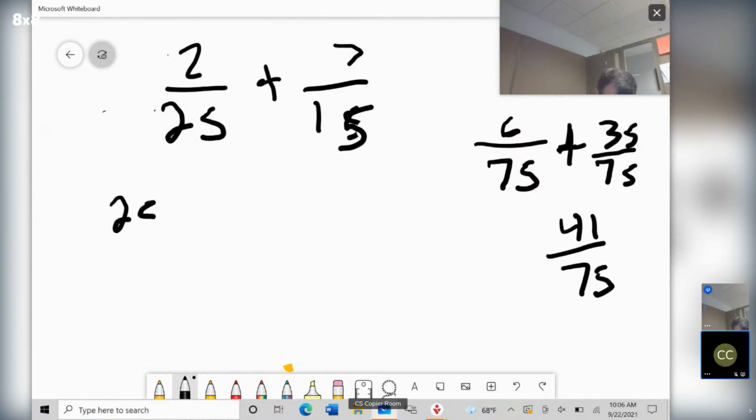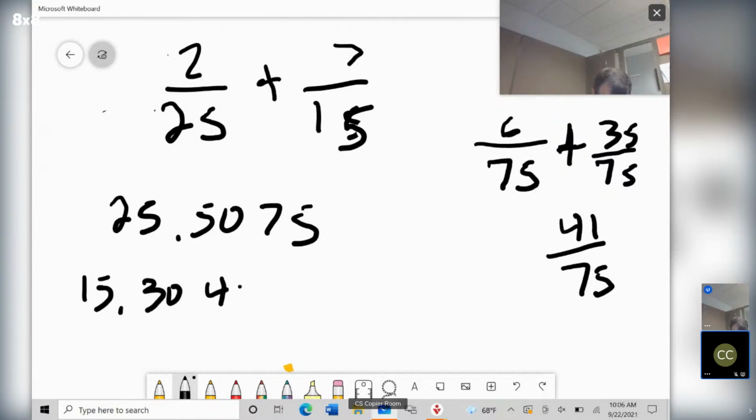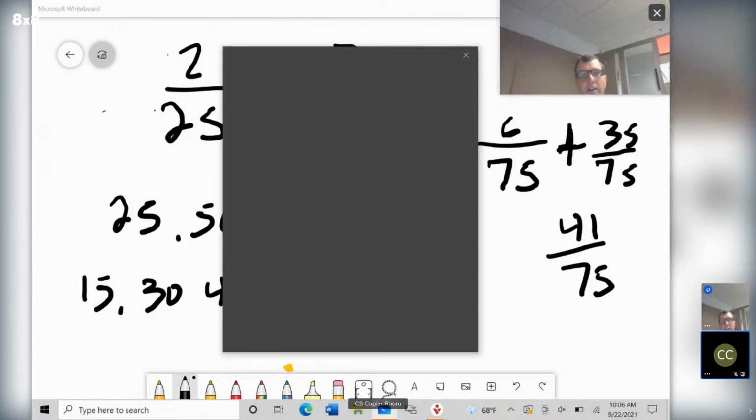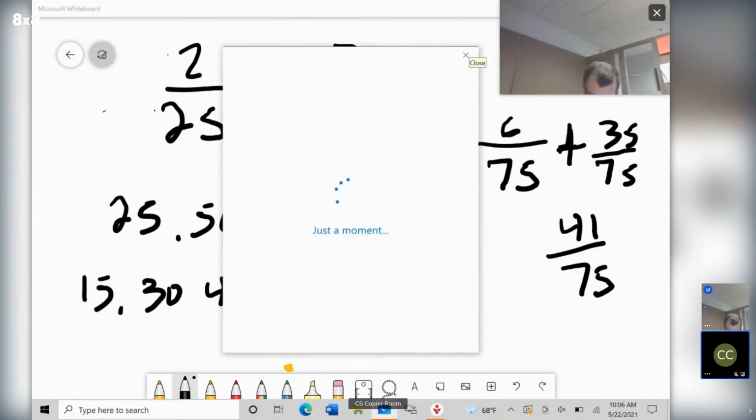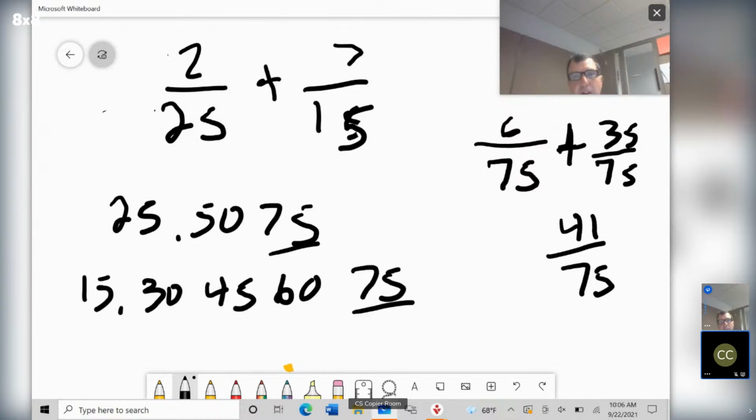We could do 25, 50, 75. Then with the 15s, you could do 15, 30, 45, 60, and 75. And then we get to 75 that way. So I just want to give you 2 ways to do it. But when you get the bigger numbers, you guys, sometimes the prime factorization is going to make it a little bit easier.